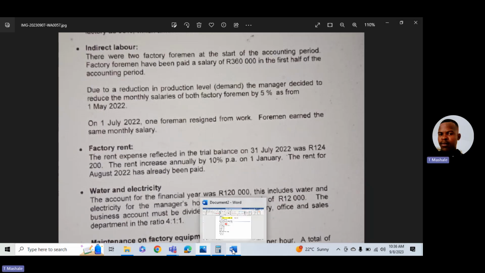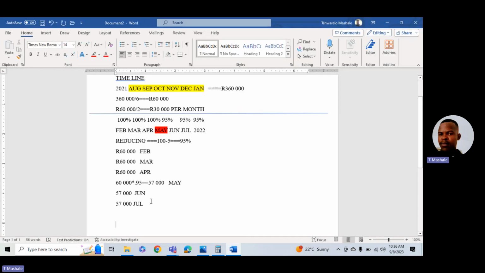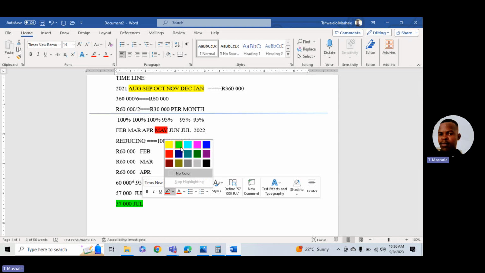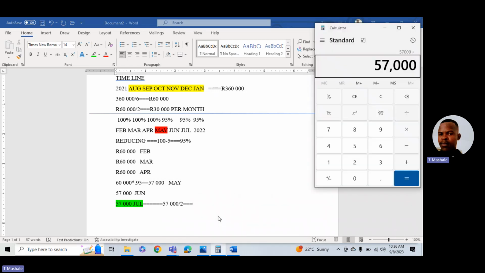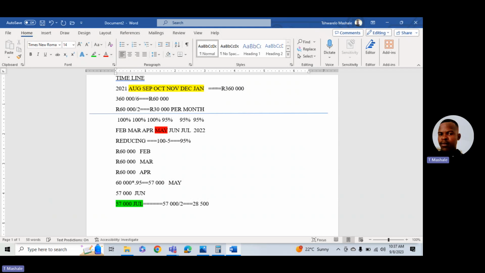So we're just going to cut out that person who has resigned in July. Remember that in July, there are still 2 of these people. They need to be paid 57,000, but then one of them has resigned. What are we going to do now? We are going to say the 57,000, divide it by the 2 to find out that person who has resigned, how much were we supposed to pay? That will be divided by 2. 28,500 needs to be excluded from the month of July.